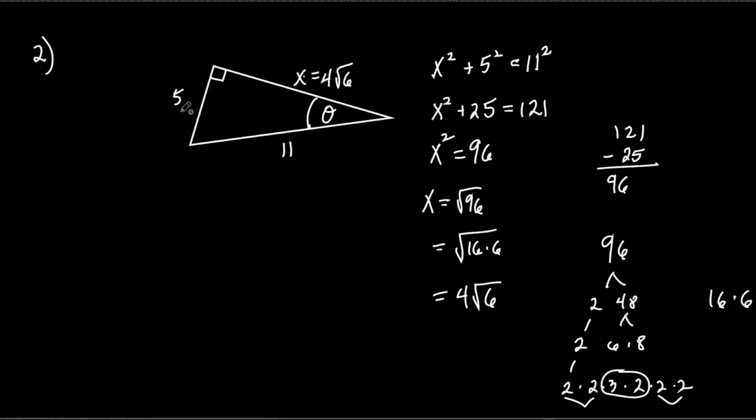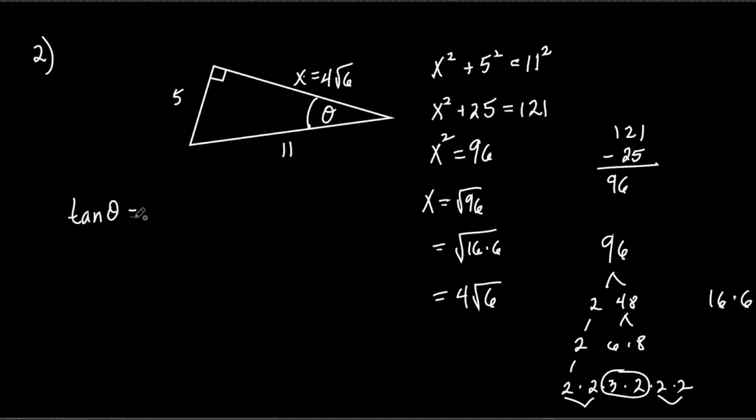Sine, cosine, tangent, all that kind of stuff. So what's the sine? It's opposite over hypotenuse. That's easy. That's 5 over 11. What's the cosine? The cosine is adjacent over hypotenuse. And that's easy, 4 square root of 6 over 11. That's your answer. That's easy. What about the tangent, though?